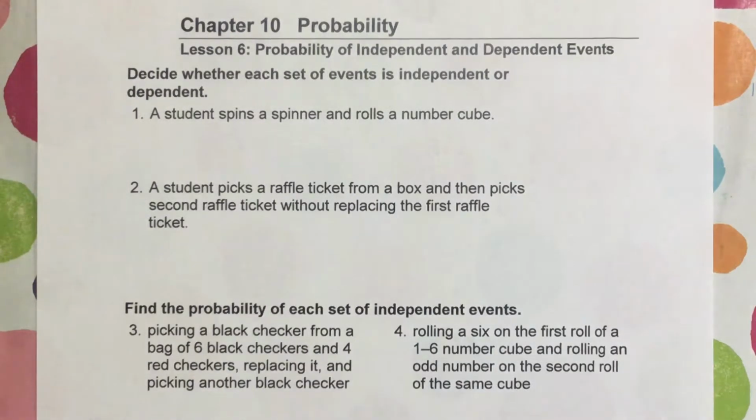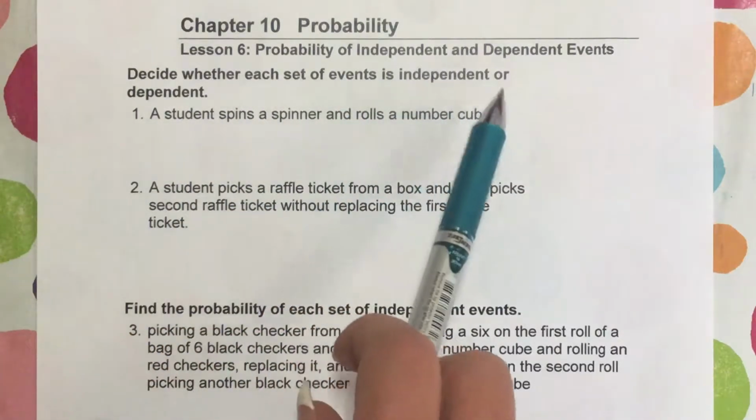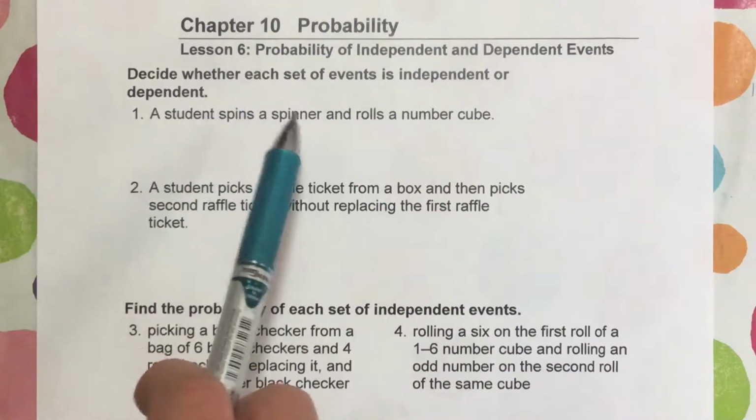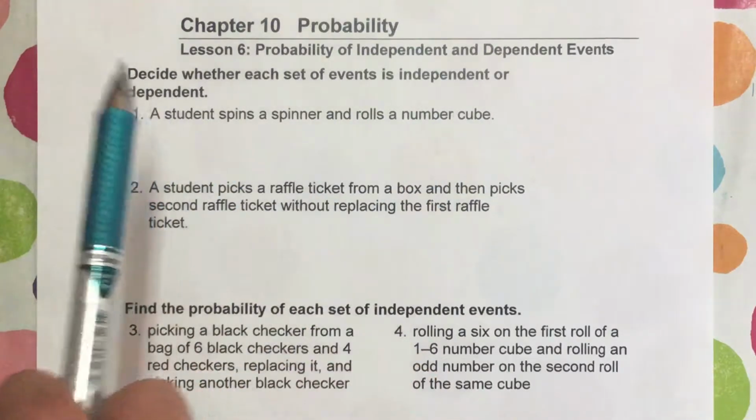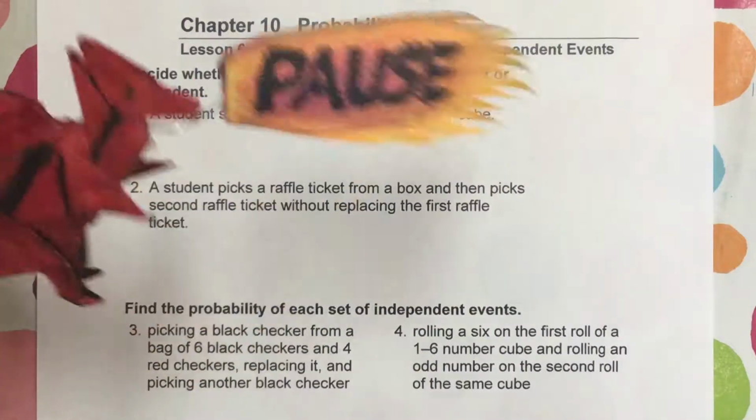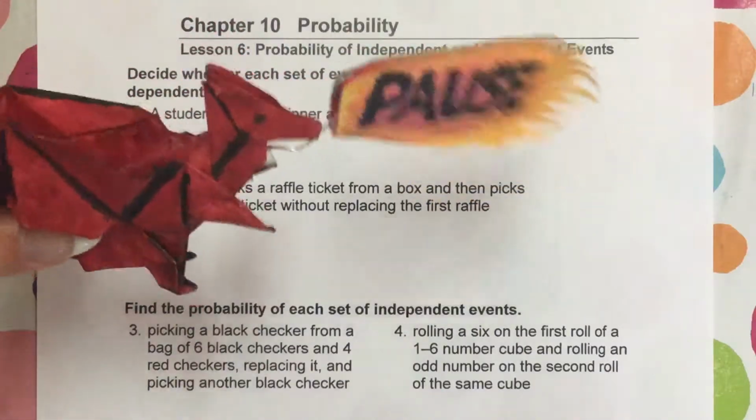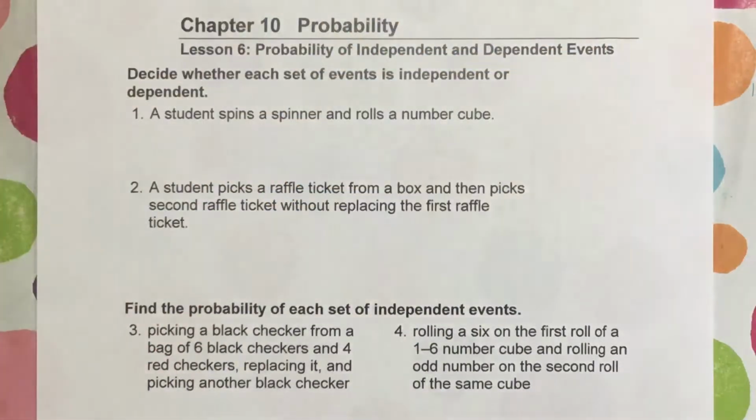For the first two problems, we're going to decide whether each set of events is independent or dependent. That's all you're doing. Is it an independent or a dependent event? So I'm going to give you a chance to go ahead and figure out numbers 1 and 2. Here's our friend the pause dragon reminding you to pause. When you get done with 1 and 2, press play, and then we'll go over your answers.